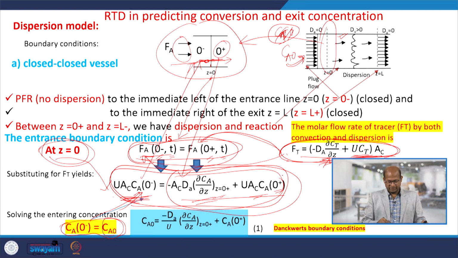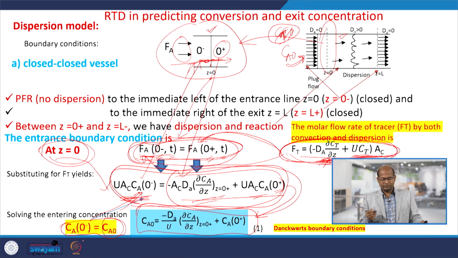And the other points on the right hand side, whatever the terms are. After substitution and simplification we can get this. These equations we are converting into this equation 1. Is it okay? First we considered this particular point, z equals 0 minus and z equals 0 plus, and the molar flow rate we considered, F_t equals this. These equations we are substituting on the left hand side and right hand side. On the left hand side this component is not present, since there is no diffusion or dispersion, D equals 0, therefore this component is 0.